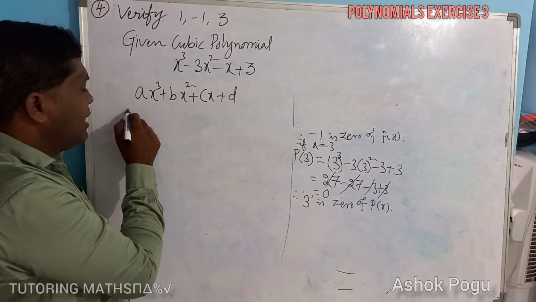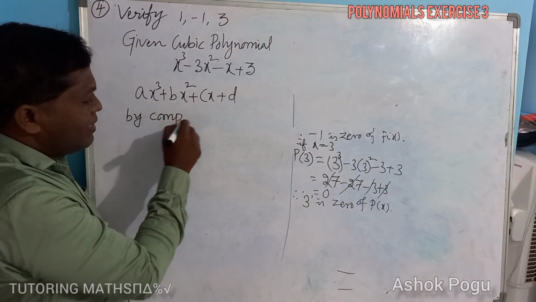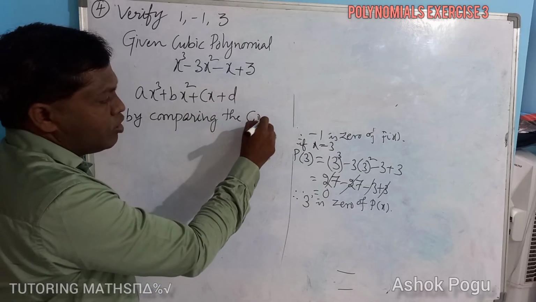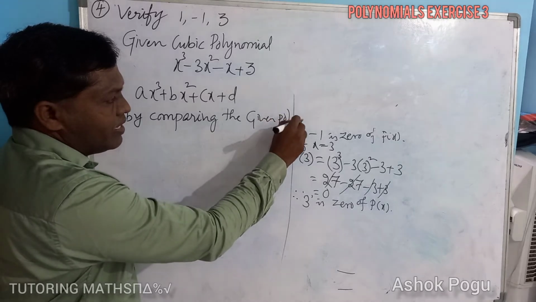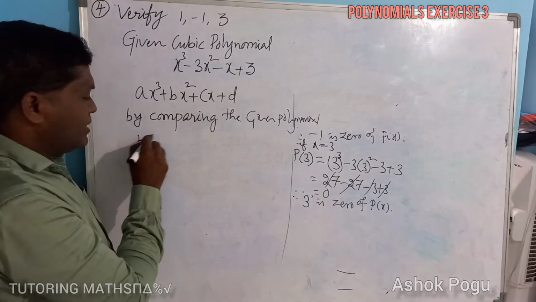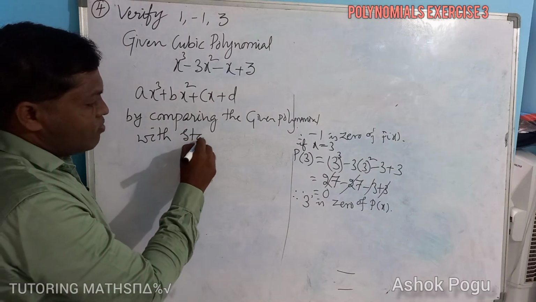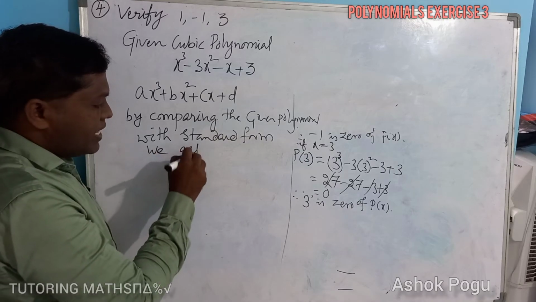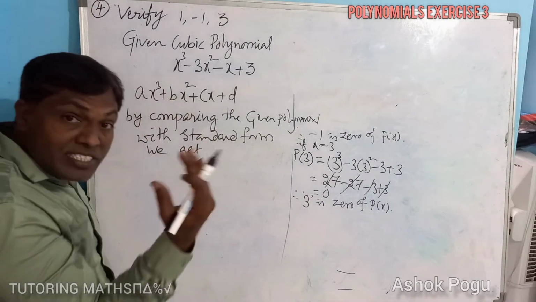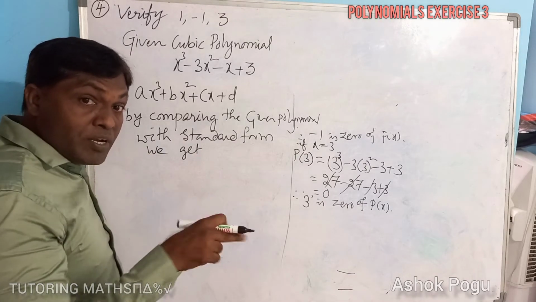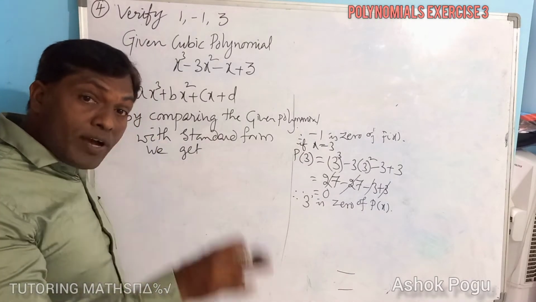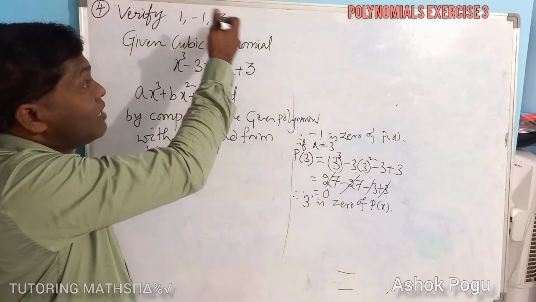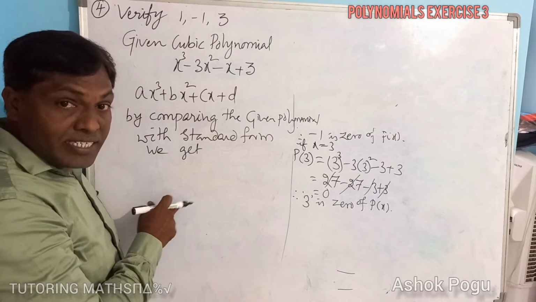Yes, by comparing the given polynomial with standard form, we get, what do we get? Let us take the coefficients, because we must know the coefficients, because we are going to verify the relation between the coefficients and the zeros of the cubic polynomial. We have checked the three zeros. Now let us write the coefficients.